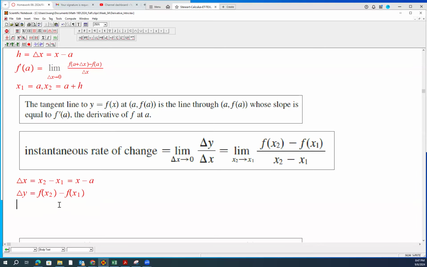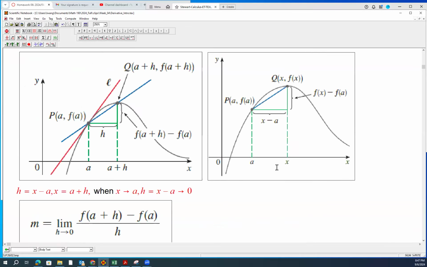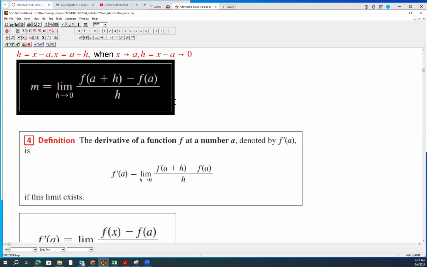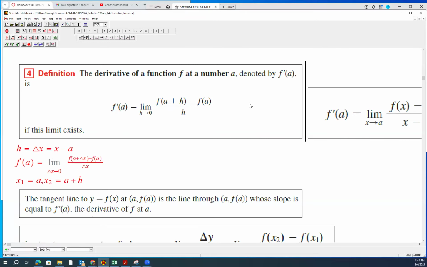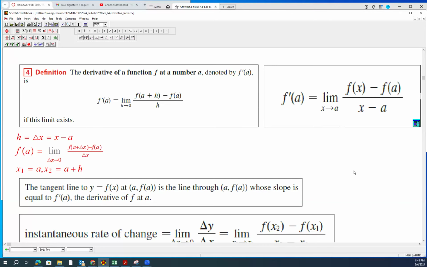So essentially these definitions are all the same. They all stem from the same idea. It's just how you call it. You can call this one x1, x2, or you can call the difference H or delta X. For this moment, this formula is more preferred. And of course, you also have the opportunity to use this other one. So these two formulas, we're going to put next to each other. They can be used interchangeably.